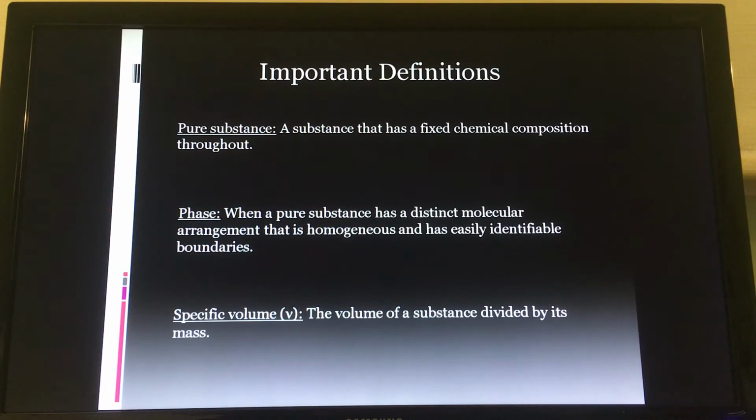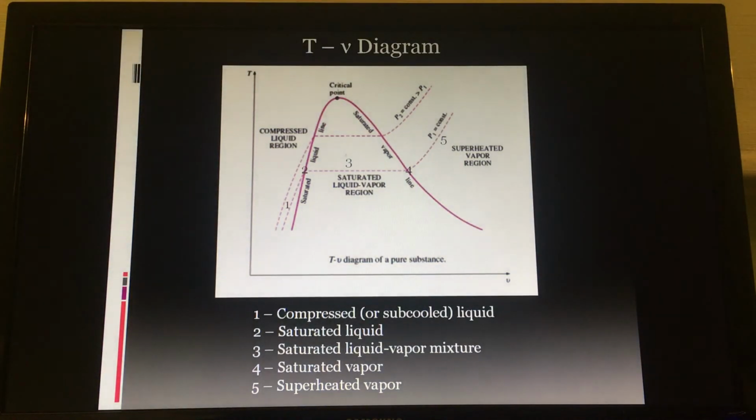The first diagram that I will show you is temperature versus specific volume. So there's quite a few components to this diagram, so let me break it down a bit for you. Let's start with these 5 points on the dotted line. Along this line, we must assume that pressure is constant, as we see P1 is constant. At point 1, along this part of the line, as temperature increases, we have a compressed, also known as subcooled, liquid. This means it's not about to vaporize.